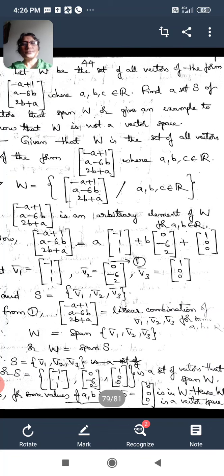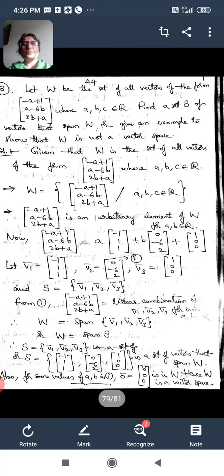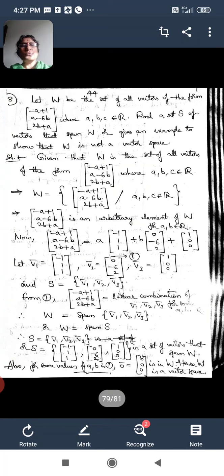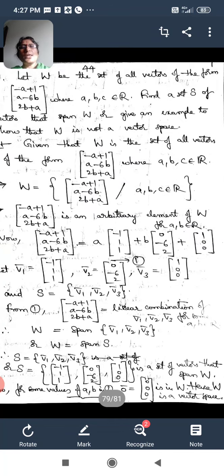Now as (minus a plus 1, a minus 6b, 2b plus a) is an arbitrary element of W for a, b belonging to R, consider that arbitrary element and resolve it into 3 column vectors, wherein they are scalar multiples of a, b, so that the sum of those scalar multiples is equal to that arbitrary element.